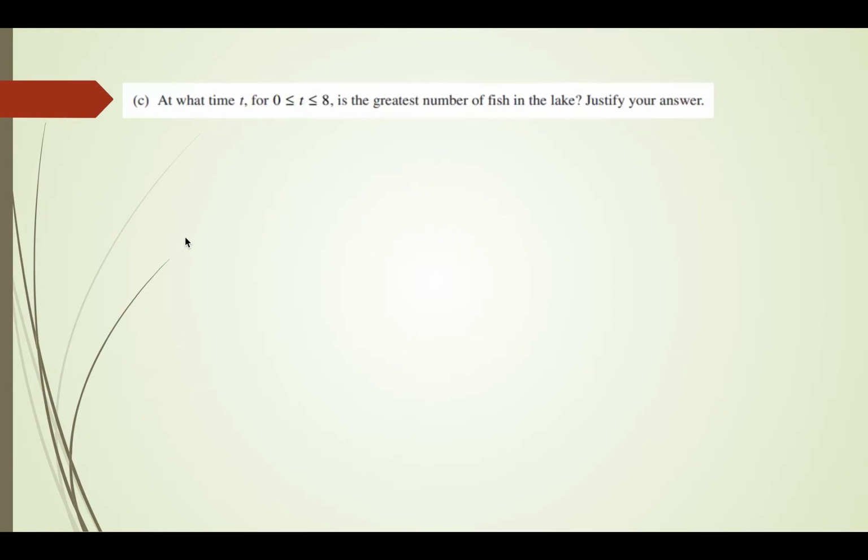All right, part C is where the majority of your time on this problem is going to be spent. It's a typical maximize or minimize type question. So at what time between 0 and 8 is the greatest number of fish in the lake? Justify your answer. So essentially what we want to do is over this time period, find out when our number of fish in the lake was a maximum.